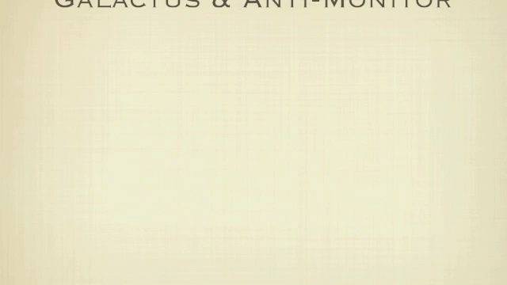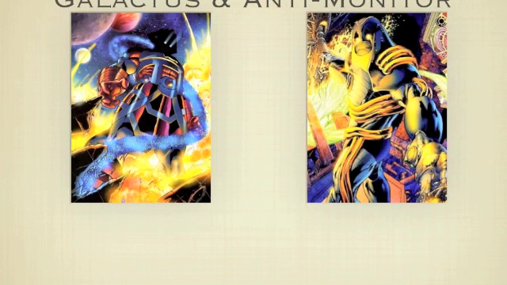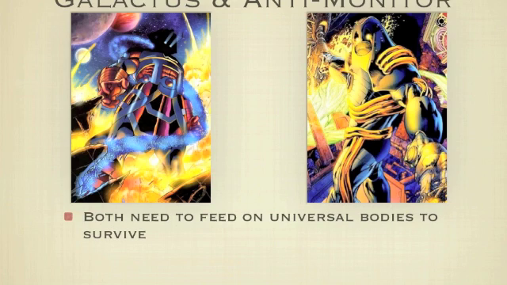Next up is Galactus and the Anti-Monitor. These two are pretty much the definition of powerhouses in their respective universe, because they're universe destroyers, world eaters. They are huge. Like I said, they both need to feed on universal bodies to survive. So basically, it could be a planet in a universe, a sun, whatever. They're so massively powerful. That's what they need for food. They are extremely powerful, because if they need to feed on that type of stuff, of course they're going to be powerful.